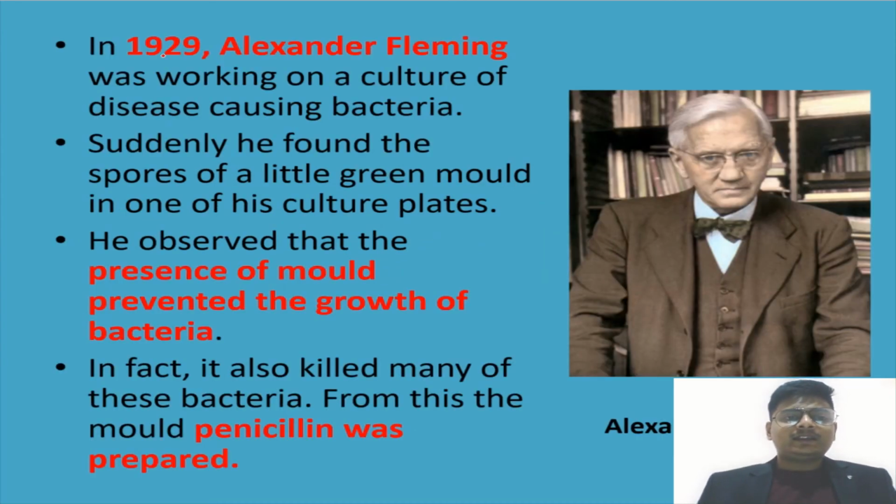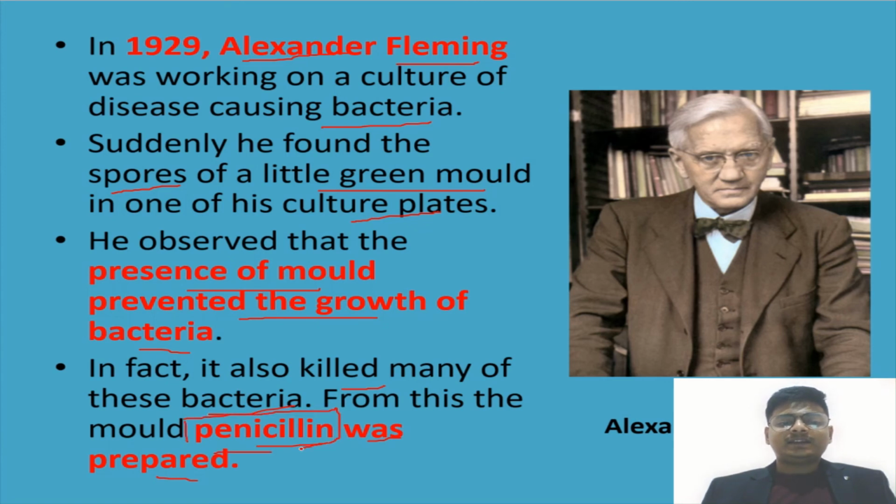In 1929 there was a scientist known as Alexander Fleming, who was working on a culture of disease-causing bacteria. Suddenly he found the spores of a little green mold in one of his culture plates. He observed that the presence of mold prevented the growth of bacteria. In fact, it also killed many of these bacteria. From the mold, penicillin was prepared, so he discovered an antibiotic known as penicillin. Everyone has to remember this: Alexander Fleming discovered the antibiotic known as penicillin.